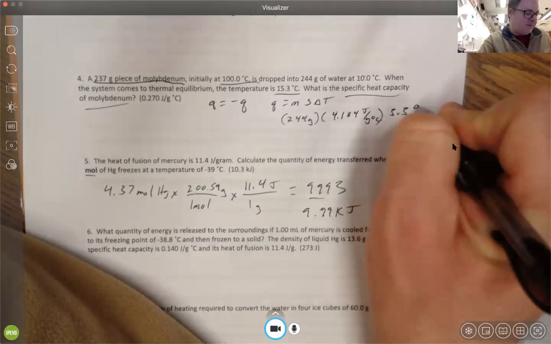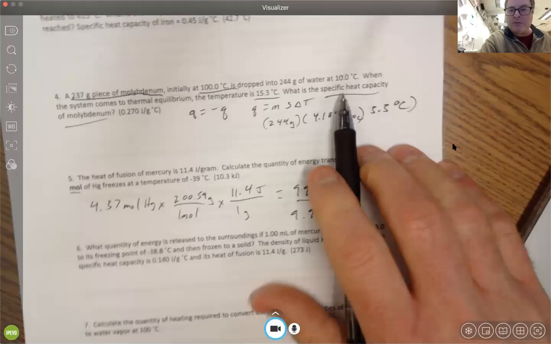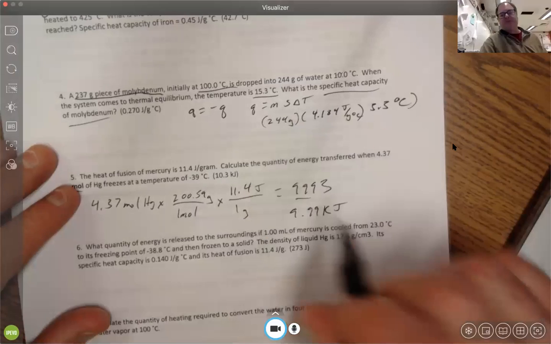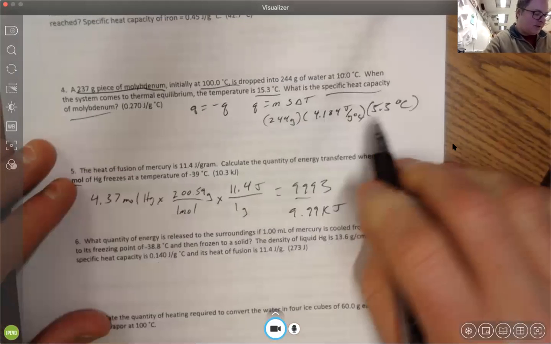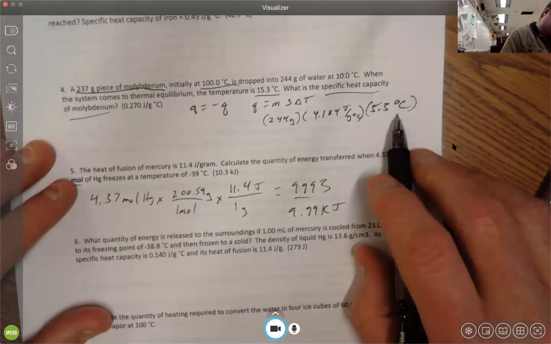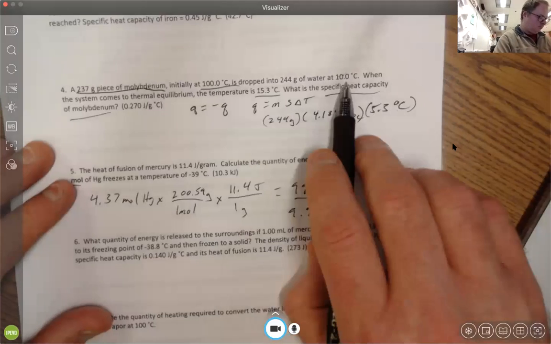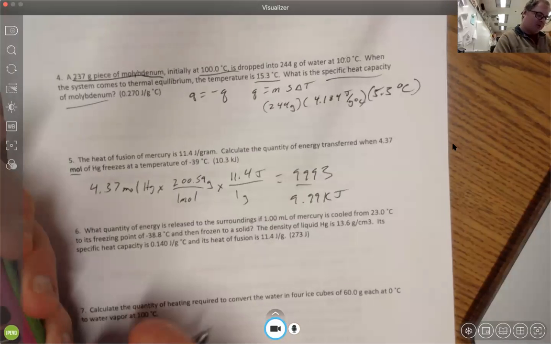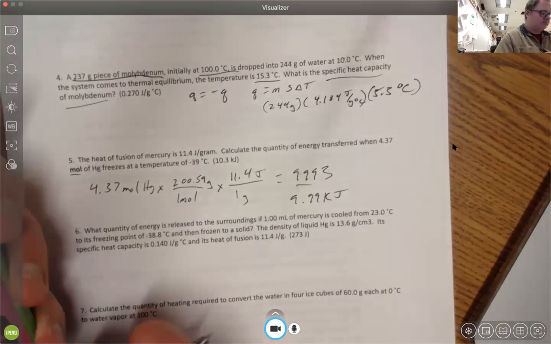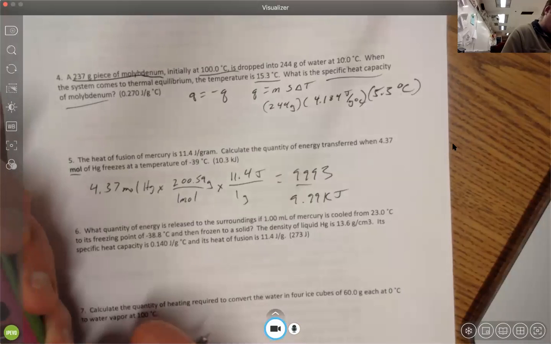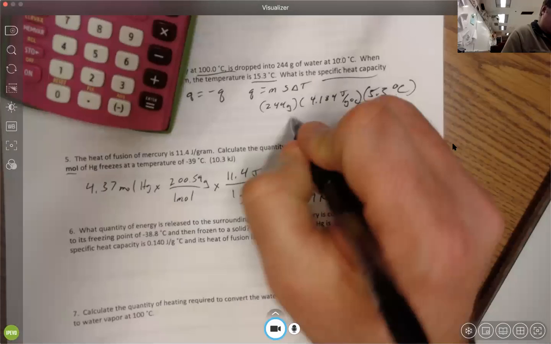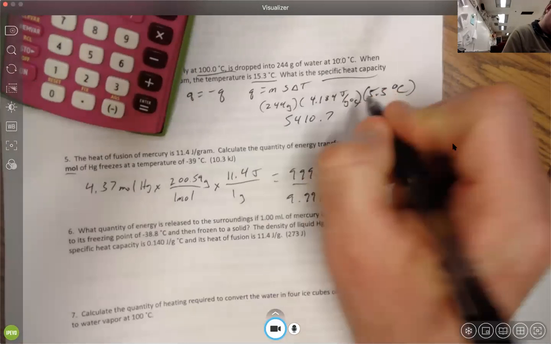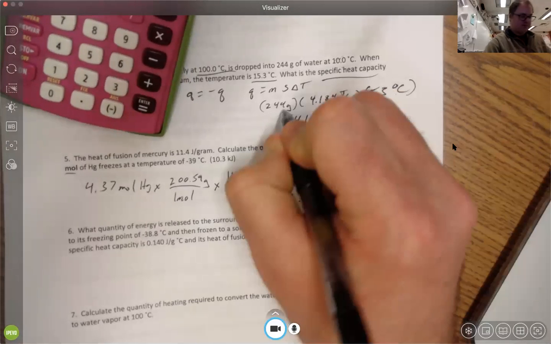The water went from 10 to 15.3. So that is 5.3, because you take final minus initial. So .184 times 5.3. We get 5,410.7. Grams cancel out, degrees Celsius cancel out. We end up with joules.